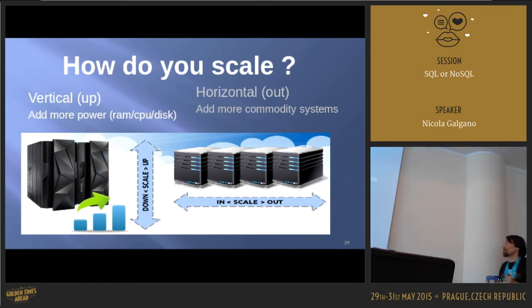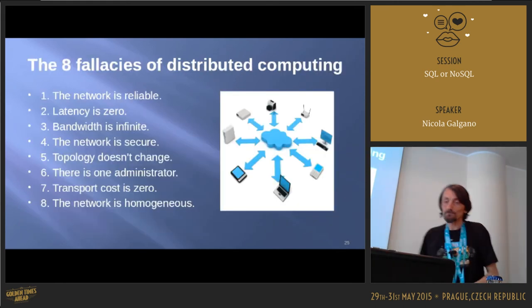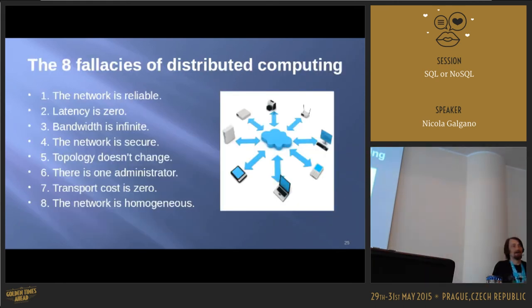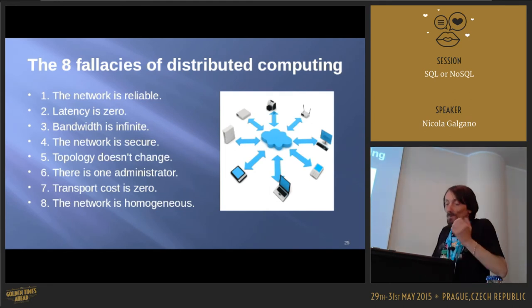NoSQL data stores are designed with this approach in mind. They are able to run in a cluster network. And this is an important factor, because these choices can give you some problems if you don't know exactly what you are doing. And this is the reason, maybe. My most favorite is item number 3. Its bandwidth is infinite. Obviously, it's true, no? I think not. So you have to be aware when you make these choices. You have to know what you are doing.